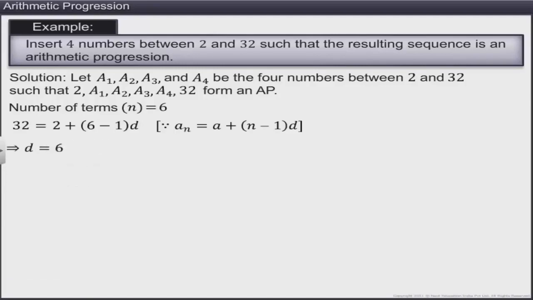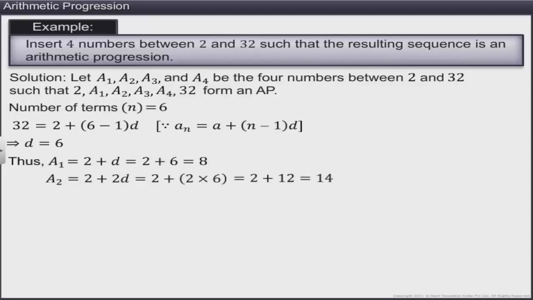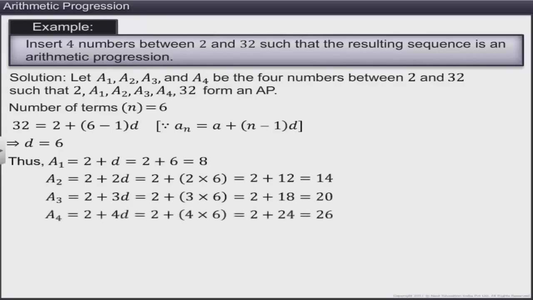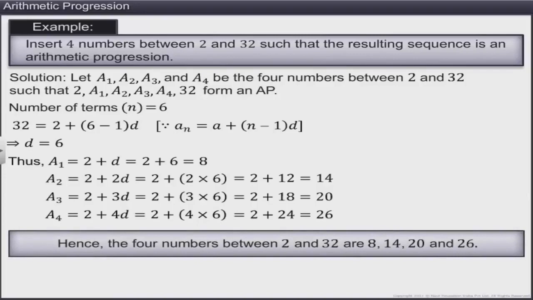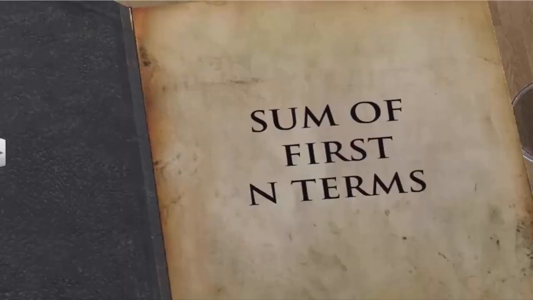Thus, A1 is equal to 2 plus d, which is equal to 8. A2 is equal to 2 plus 2d, which is equal to 14. A3 is equal to 2 plus 3d, which is equal to 20. A4 is equal to 2 plus 4d, which is equal to 26. Hence, the 4 numbers between 2 and 32 such that the resulting sequence forms an arithmetic progression are 8, 14, 20 and 26. In this module, you will learn how to calculate the sum of first n terms in an arithmetic progression.